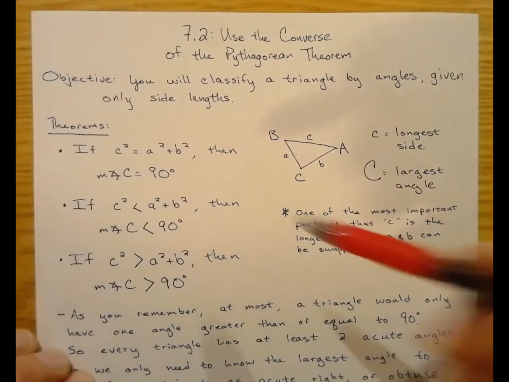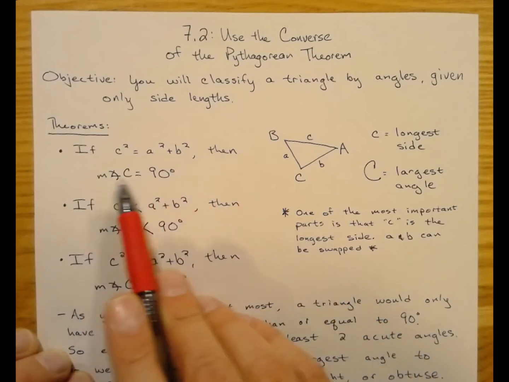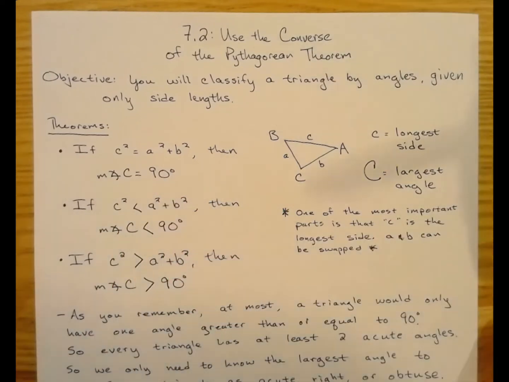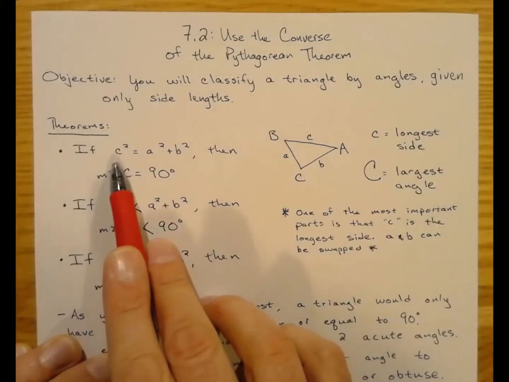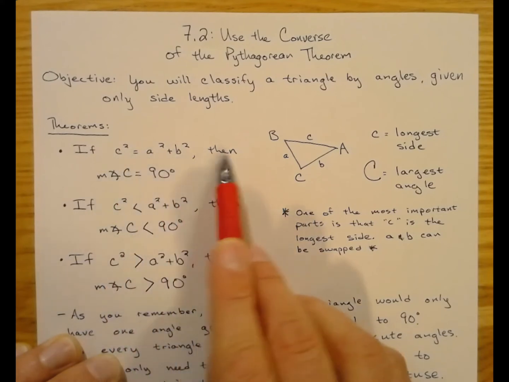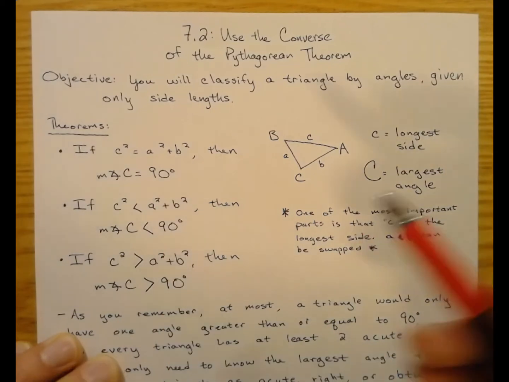And technically, of these three theorems, only this first one is called the Pythagorean Converse, and these next two theorems are very closely related. If c squared, if the hypotenuse squared equals a squared plus b squared, then the measure of angle C, the largest angle, is 90 degrees.